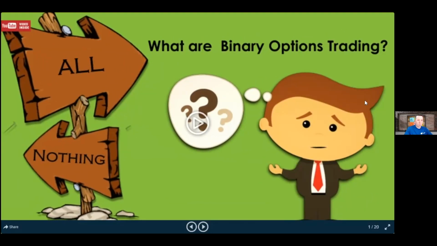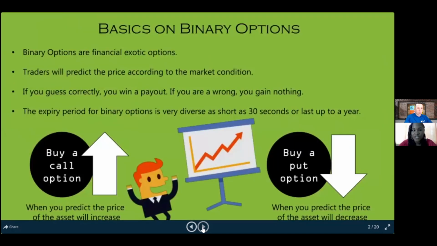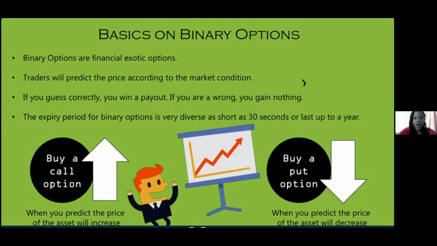So what is binary options trading? Binary options are financial exotic options. Traders will predict the price according to the market conditions, and if you guess correctly, you win a payout. If you are wrong, you gain nothing. The expiry period for binary options is very diverse, as short as 30 seconds, or it can last up to a year. When you buy a call option, you predict the price of the asset will increase, and when you buy a put option, you are predicting that the price of the asset will decrease.